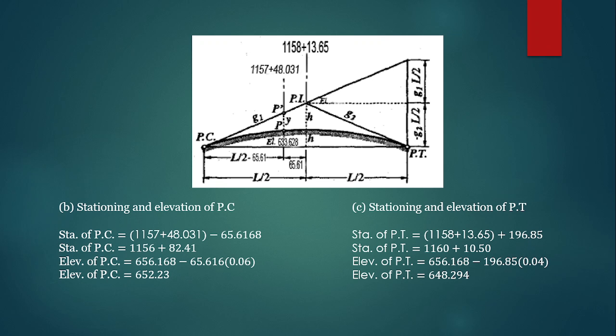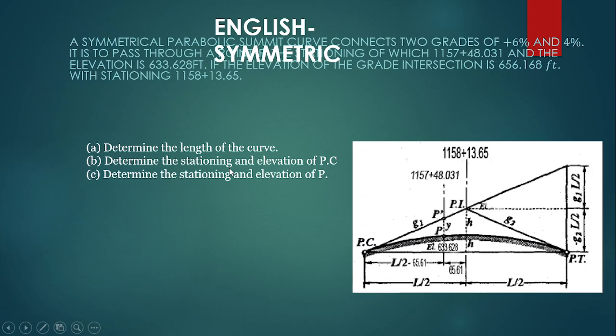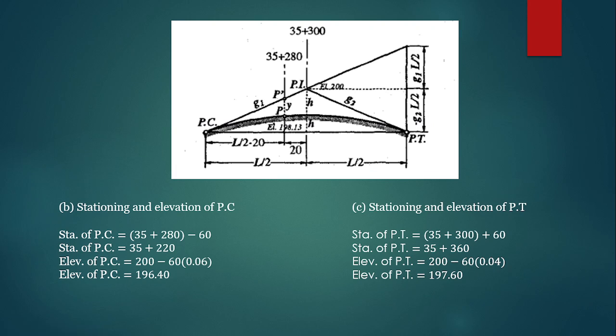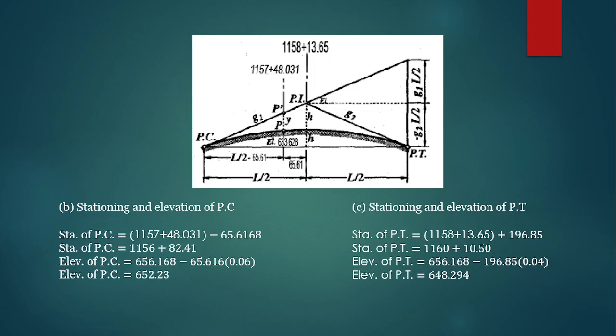Ayan. Dito din. Same. Kaya pala naging 60 kanina dito is yung gawa nito. L over 2 minus 60. Dito, hindi rin. Balikan natin para makita. Ito yun, 60. Minus 20. I mean, 60 pala. So, yun. Same lang.